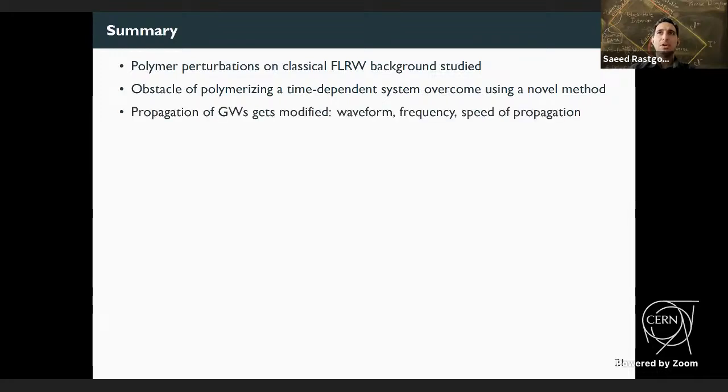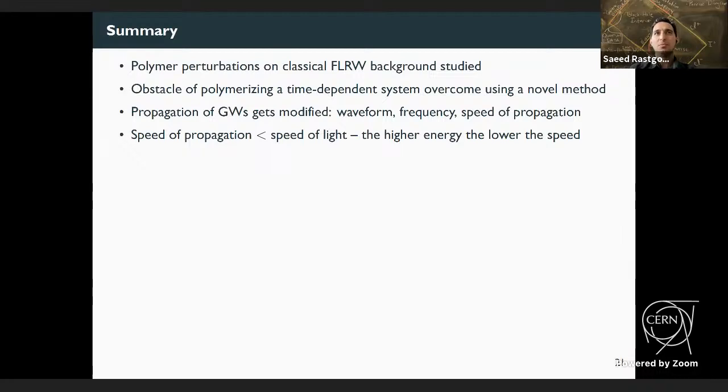Hamiltonian. As I mentioned, waveforms, frequency, and the speed of propagation are changed, and the speed of propagation is always subluminal. The higher the energy of the wave, the higher the momentum of the wave, and the higher the mode, where the mode is k and the momentum is epsilon, the curly E initial, and the speed is the group speed, the lower the speed of propagation. So you can get some kind of difference between different colors of the wave, and the highest-energy one comes slower. This has been proposed for light, for photons, before in polymer quantization, but this is another way of doing it.